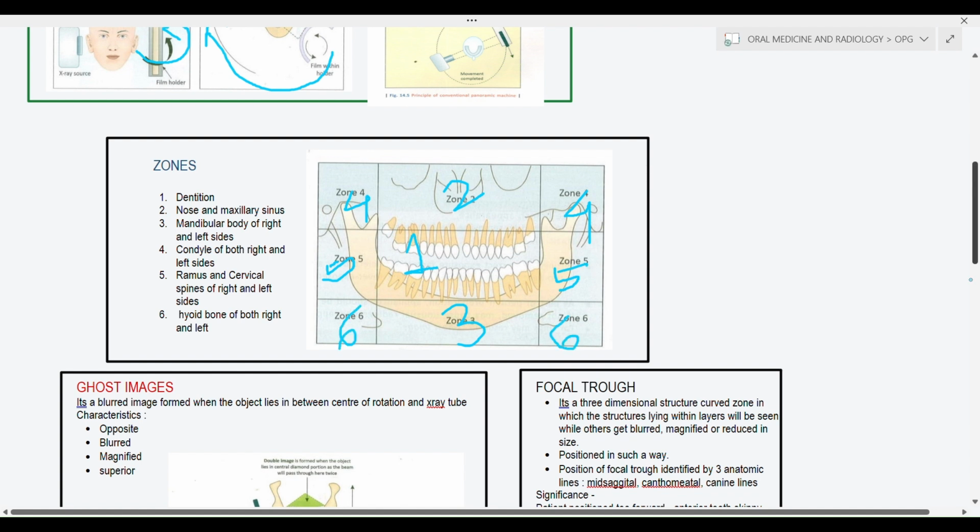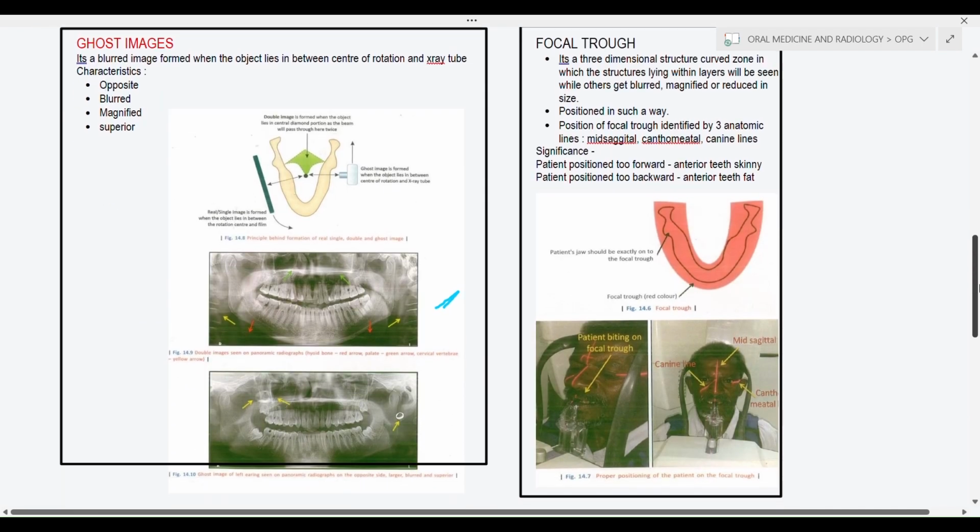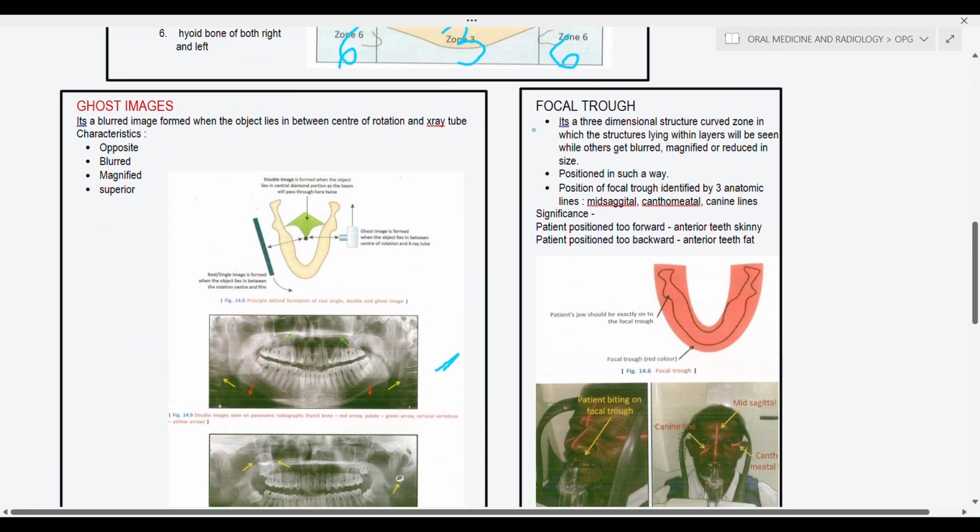Next, I have previously mentioned ghost imaging. Let's consider now the ghost images. Ghost image is a blurred image formed when an object lies in between the center of rotation and the X-ray tube.